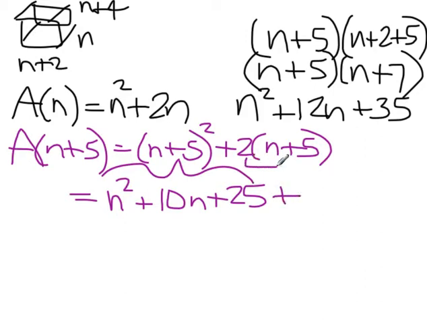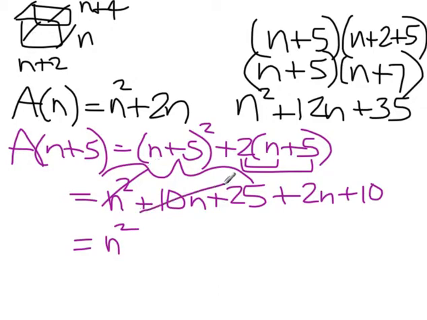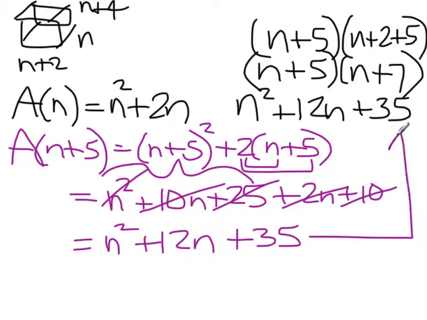Plus, then we're going to distribute the 2 to the n, and plus 2 times 5, so plus 10. So we have n squared, that gets rid of this, plus 10n plus 2n gives me plus 12n, and plus 25 plus 10 gives me plus 35. So you can see these two really are the same thing.